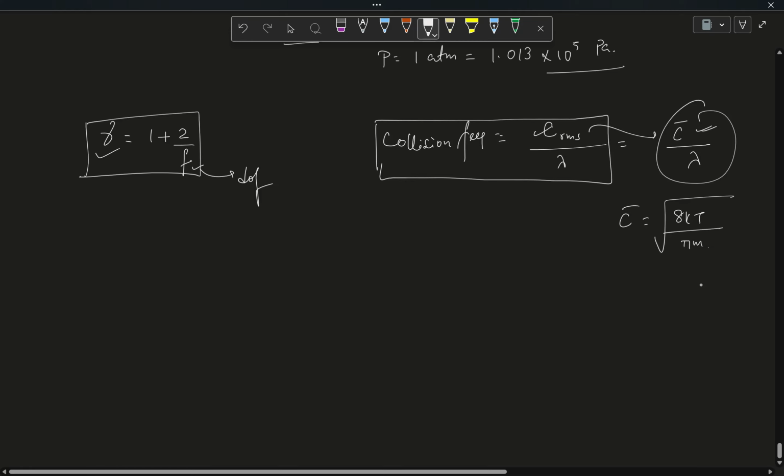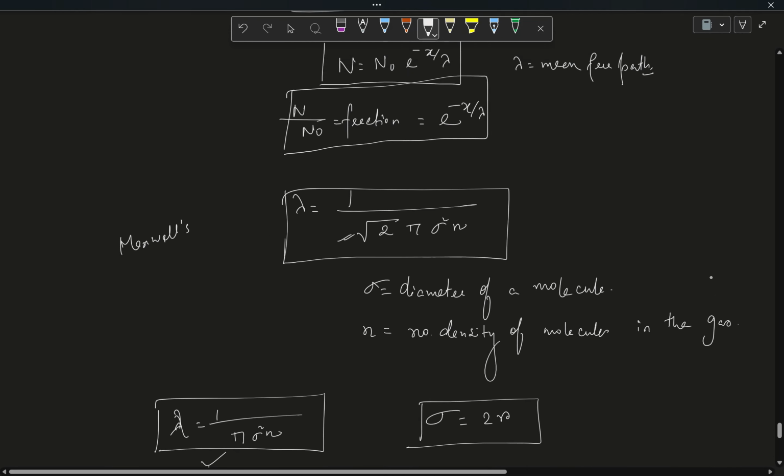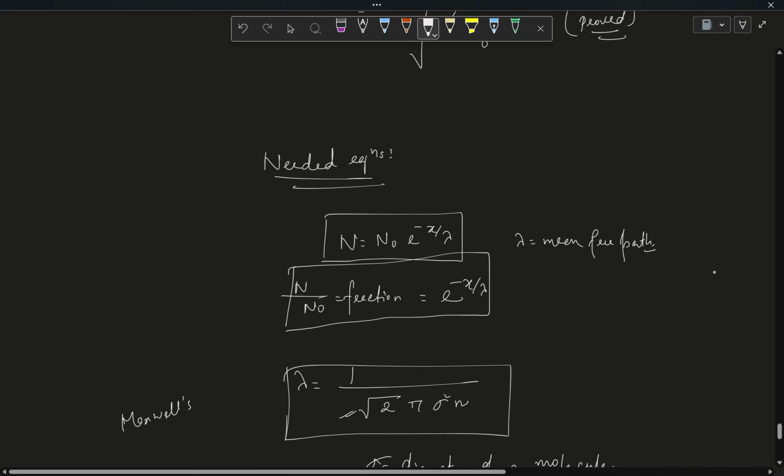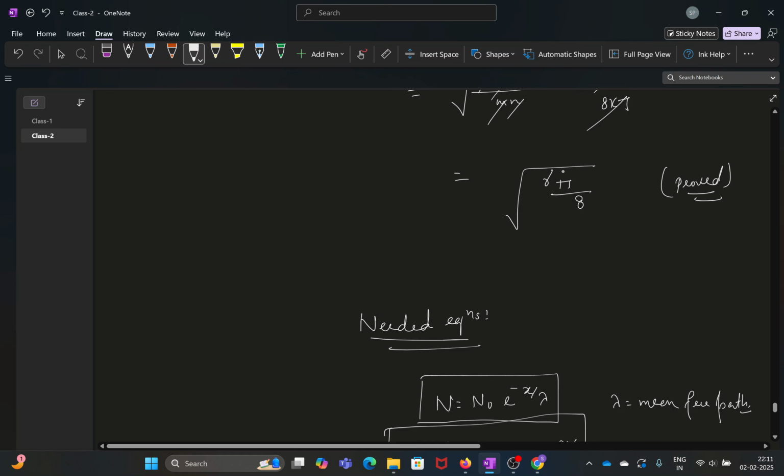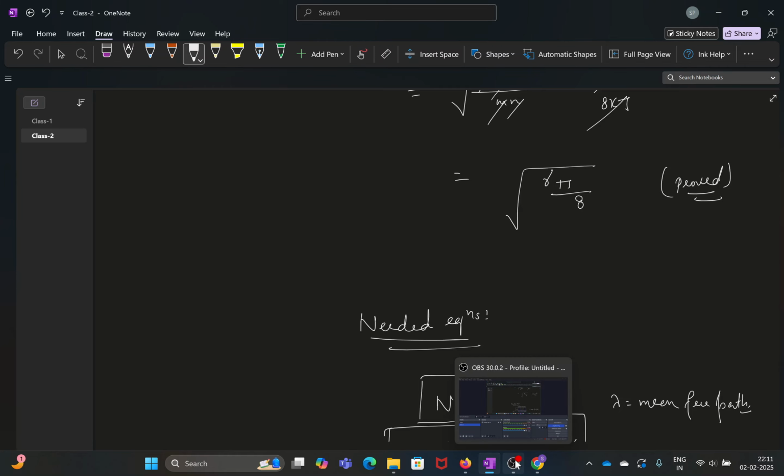So these are some of the main equations that we will need, and they will suffice for solving any kind of numerical problems in terms of mean free path or these concepts. Okay, so I think this week's assignment is done. Then we'll meet in the next week.